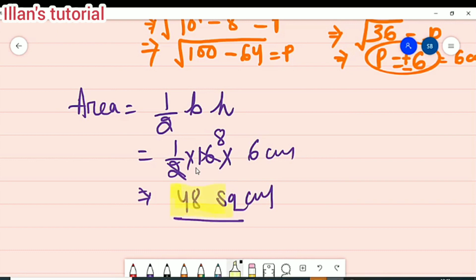So by using Heron's formula, the answer was 48 square centimeter, and by using this method, the answer is the same. Which formula will be easier for you? You just choose that formula. So this is all about question number 5. Now coming to the next.